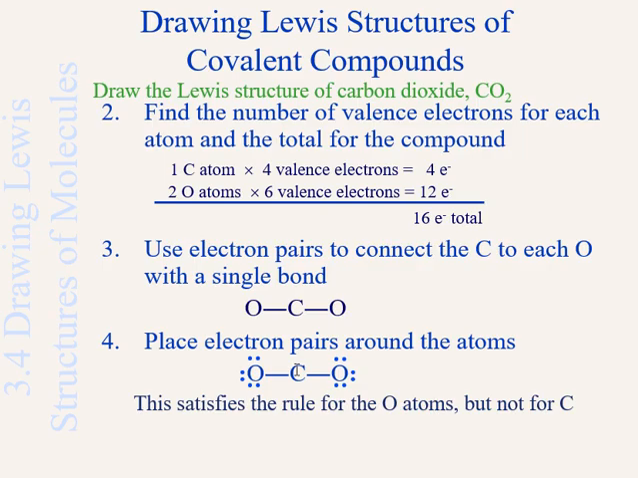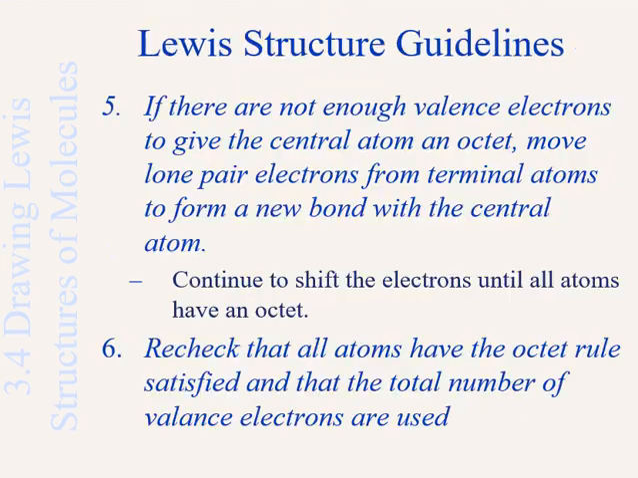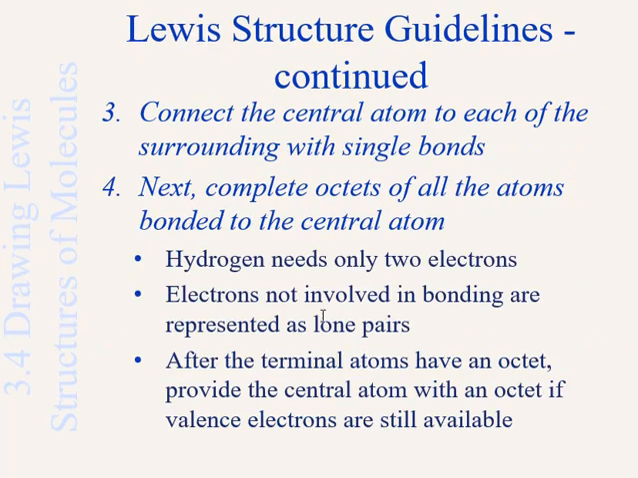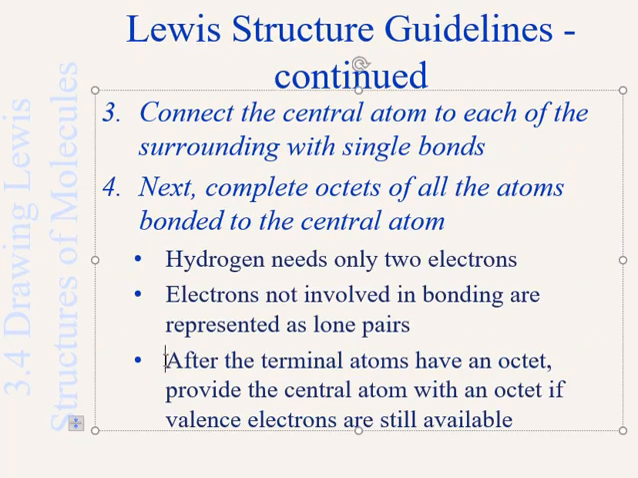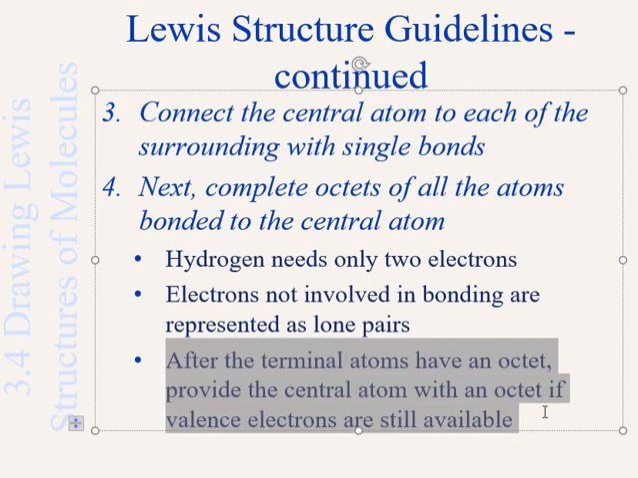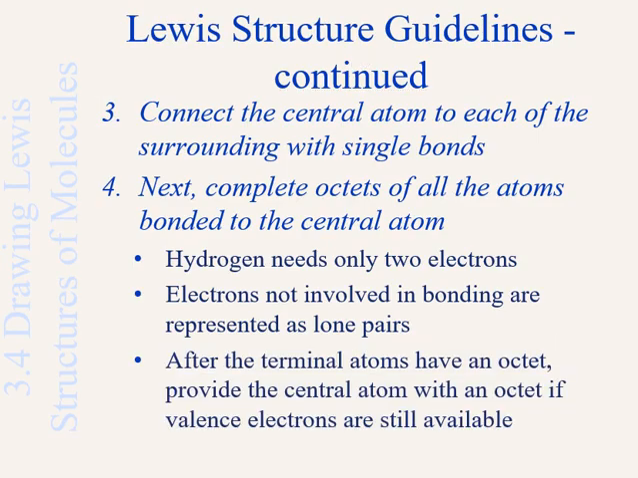Does the central atom carbon have an octet? Let's count. That's 1, 2 here, 2 more here for a total of 4. We have 4 electrons. So what do we do? What's the next rule after that? Well, if we go to the last point of rule number 4, it says after the central terminal atoms have an octet, provide the central atom with an octet if valence electrons are available, but none are available. We don't have any available.